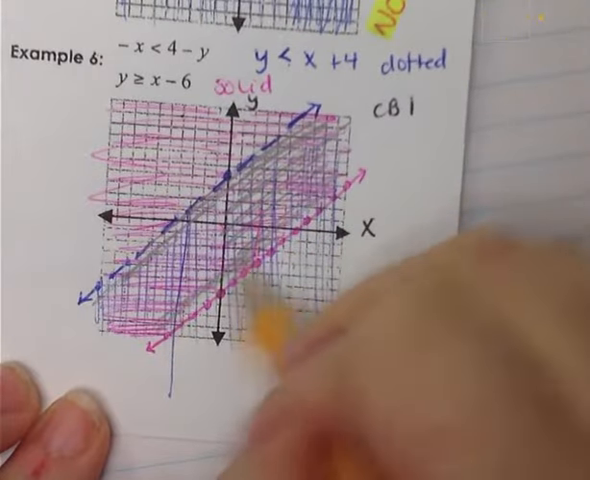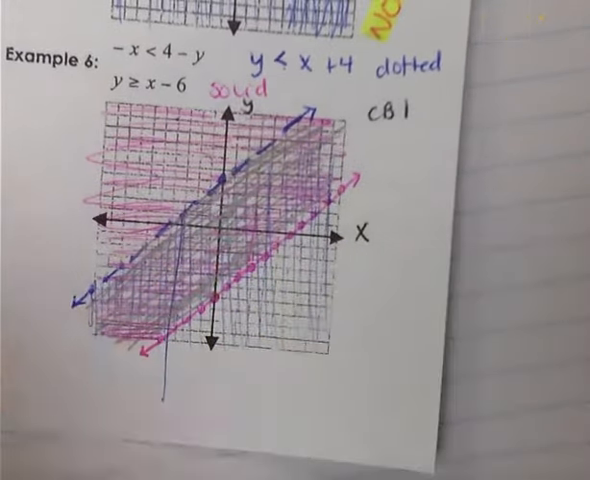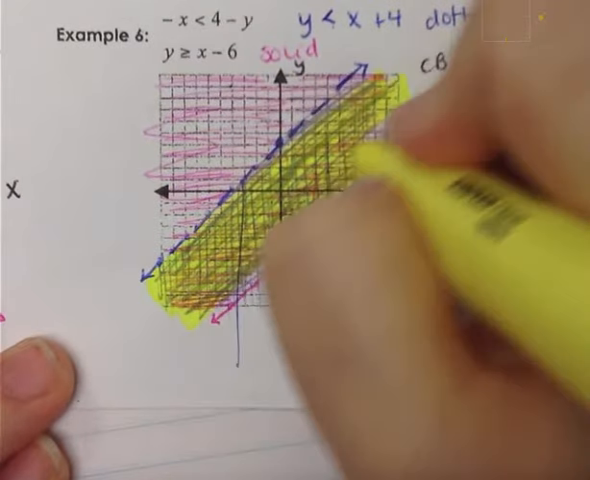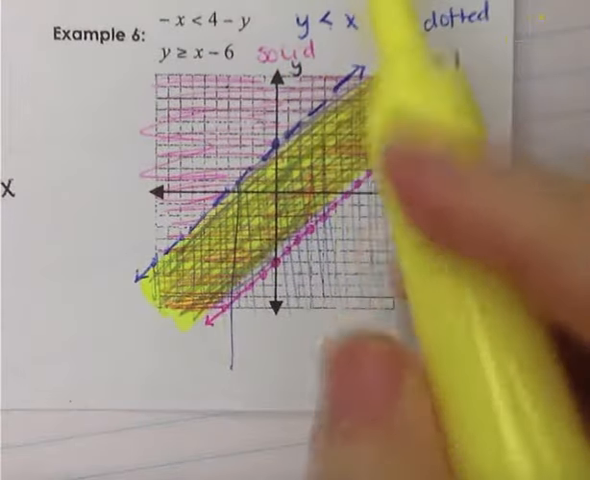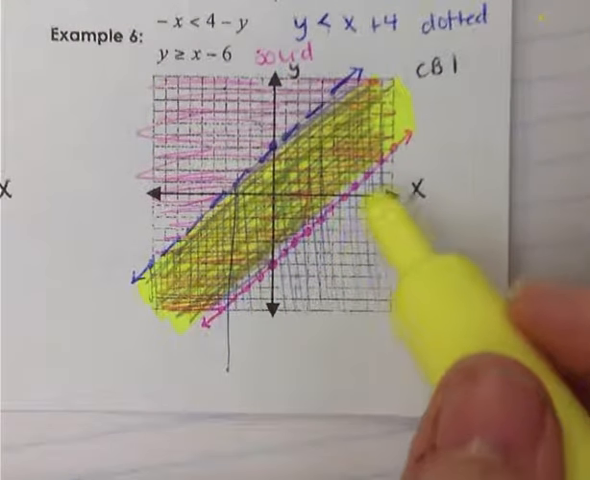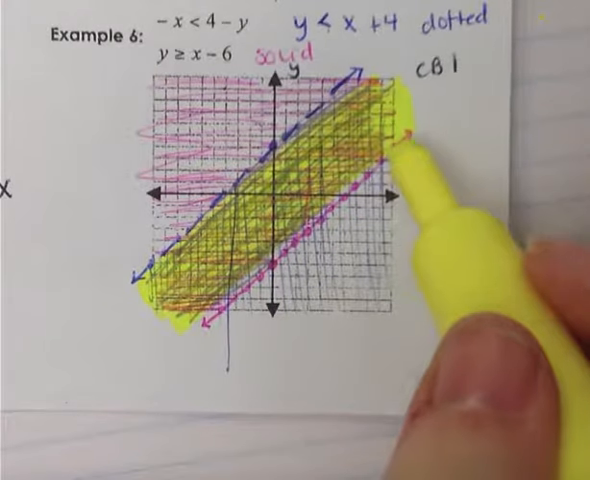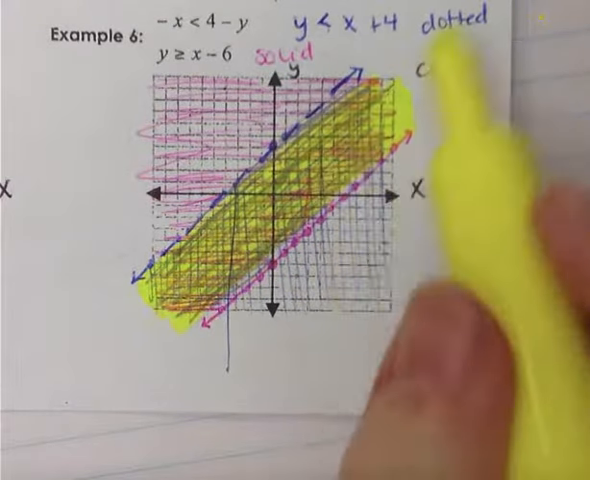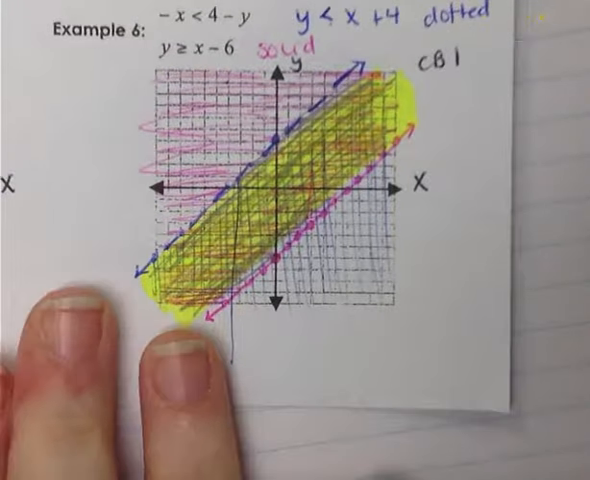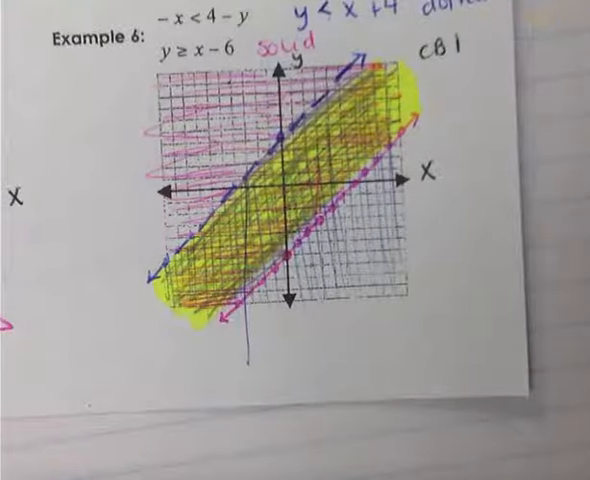I'm going to darken this up a little bit. And then I'm going to highlight it. All of this is our solution. And it goes along forever as well. Now, any coordinate on the blue is not a solution, but any coordinate on the pink is a solution. So be careful about that, because we have one solid and one dotted. And also anything inside of the yellow, the highlighted, would be a solution. So again, this is solving systems of linear inequalities. You graph them and you shade them.